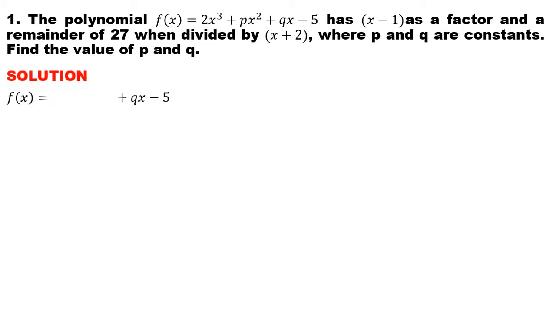So I'll start by putting down what is given, and then start with the factor x minus 1. And I'll equate it to 0. Okay, this is to get the value of x, and that gives us x to be equal to 1. So I'm going to put the value 1 for x in that polynomial, and I will have this. Okay, f of 1 now is 2 plus p plus q minus 5. Then remember, x minus 1 is a factor, so it means we are going to equate it to 0.